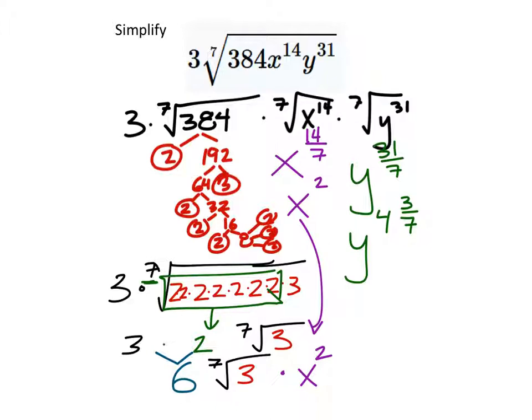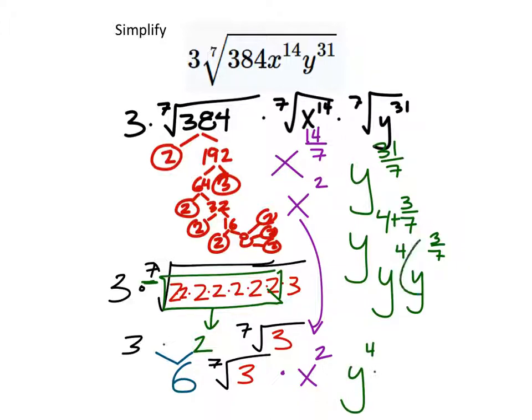All right, well, this is really 4 plus 3 sevenths. And if I were to change that into 2 different y's, I'd have y to the power of 4 times y to the power of 3 sevenths. The only reason I show this is to show how many y's are going to come out of that 7th root. And, well, we get 4 of them, right? y to the power of 4.